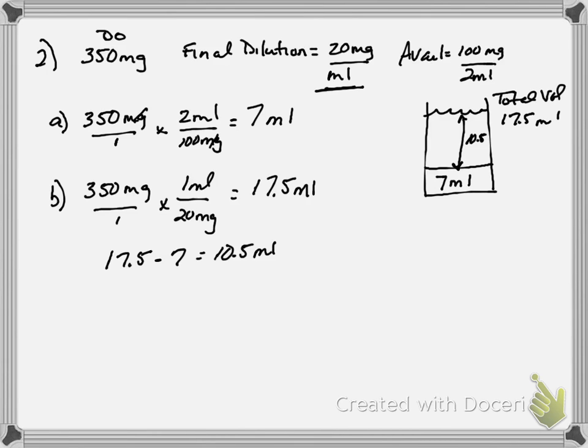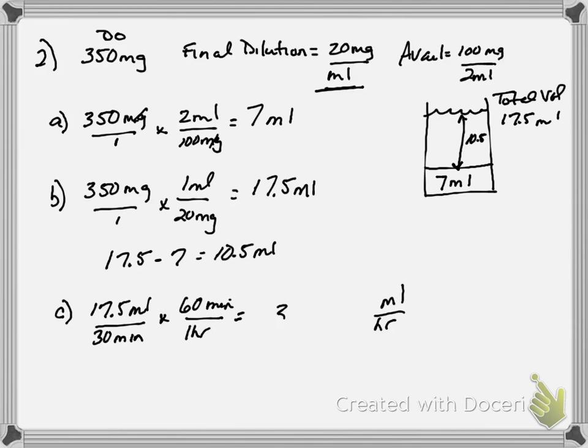And then finally, I'm going to take a look at C, which tells me to administer this drug over 30 minutes and calculate the flow rate. So that's in mLs per hour. I go back to the total volume, which is the 17.5 mLs, and it says to administer it over 30 minutes. I can do a time conversion, and that ends up being 35 mLs per hour.